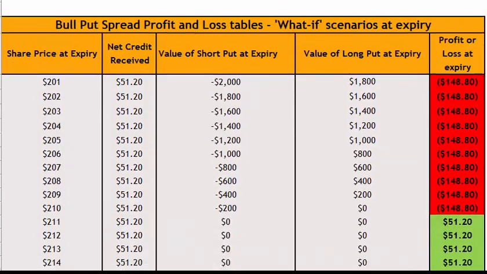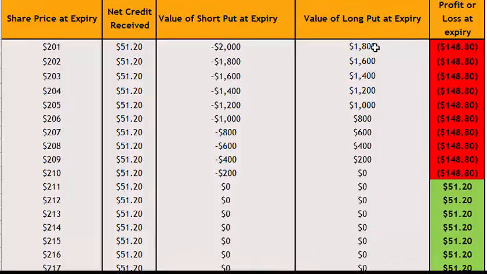At the same time, though, we own the long put as well. And at expiry, if the share price is at 201, the value of our $210 put, this is something that we own, so this has a positive value for us. And in this situation, it's $9 in the money. We own two contracts, which gives us a value here of $1,800. At 206, it's $800. At 209, for example, it's $200. And then anything above 210, there's no value in that particular put option.